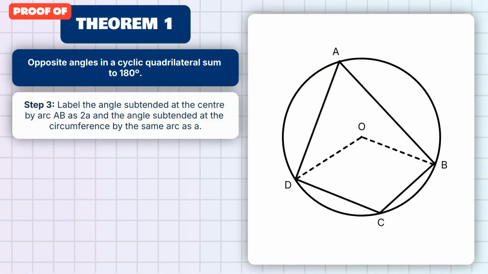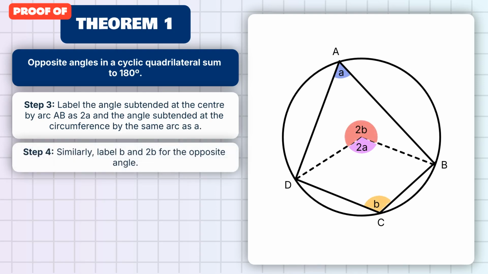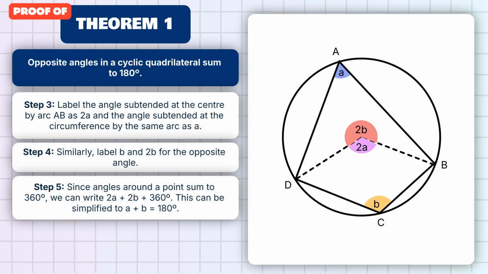We can use this theorem to label the angle subtended at the center by arc AB as 2A, and the angle subtended at the circumference by the same arc as A. Similarly, label B and 2B for the opposite angle like this. According to our previous knowledge, the angles at the center, angle AOB and COD, sum to 360 degrees because they complete a full circle around point O. We can write this as 2A plus 2B equals 360. Simplifying this equation by dividing by 2, we get A plus B equals 180 degrees.